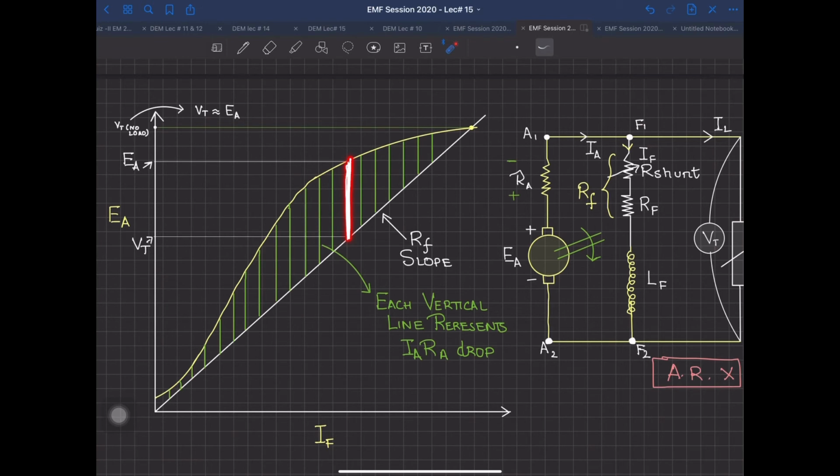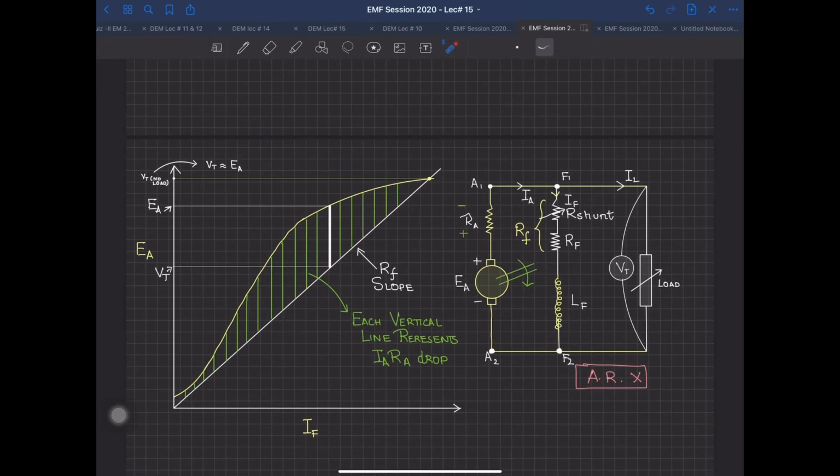So at this point, supposedly if your IARA drop is small, then this is this point. So corresponding to this one and corresponding to this one, these are going to be your EA and VT at load. So if your load current changes and certainly your IA current changes, then this point over here, that is the vertical lines over there, each vertical line represents the IARA drop.